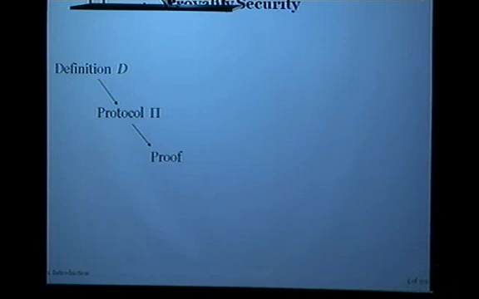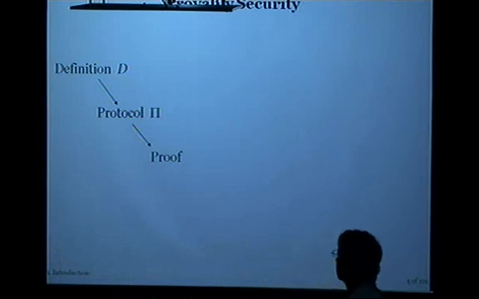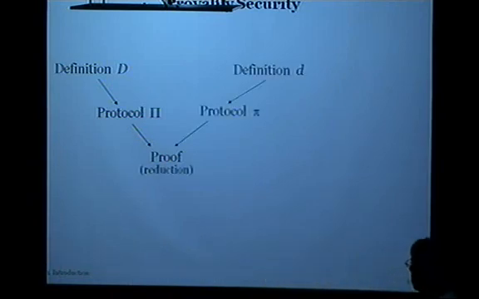Typically, we're unable to do this. We're unable to do this because usually in demonstrating that a protocol pi meets some definition D, we would already have done something like separating P from NP or some kind of concrete alternative along those lines. So instead, we will give some other definition, little d, and some other protocol, little pi. And the proof will take the form of a reduction.